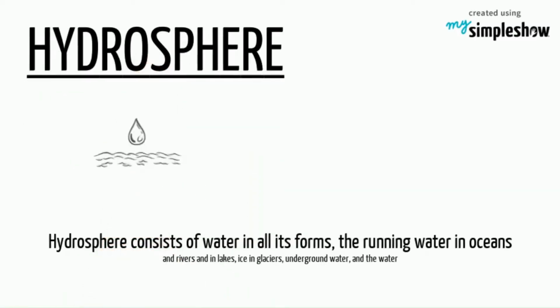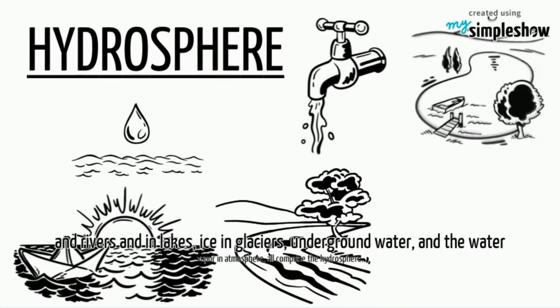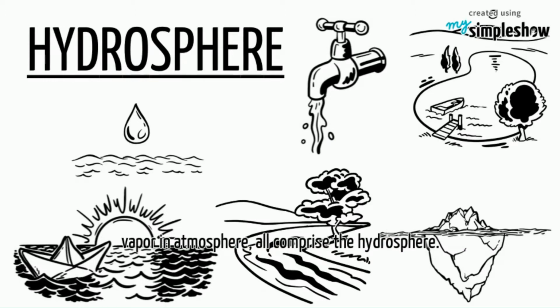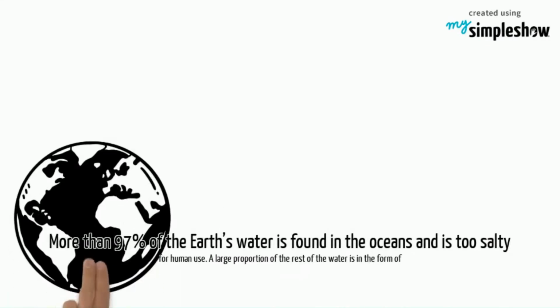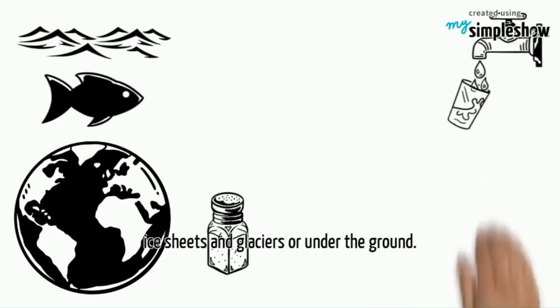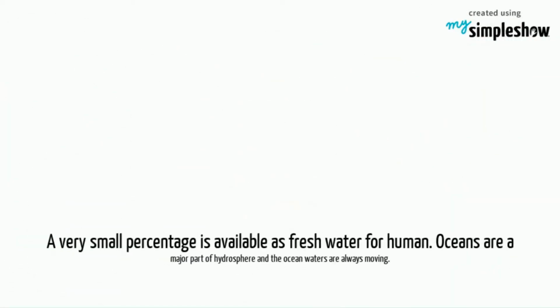Hydrosphere consists of water in all its forms: the running water in oceans, rivers and lakes, ice in glaciers, underground water, and the water vapor in the atmosphere all comprise the hydrosphere. More than 97% of the Earth's water is found in the oceans and is too salty for human use. A large proportion of the rest of the water is in the form of ice sheets and glaciers or under the ground. A very small percentage is available as fresh water for humans.